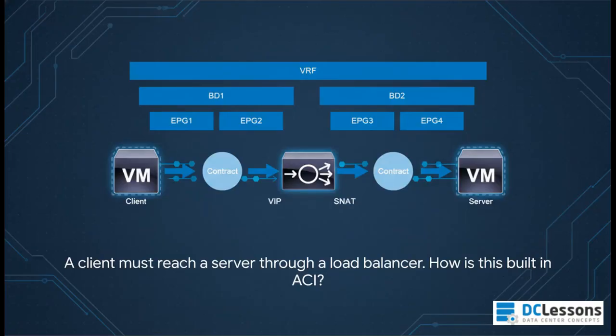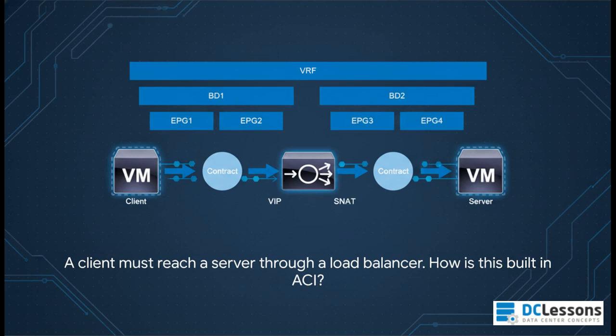Okay, so take a look at this. This is your classic scenario, right? At the top, you've got your basic ACI building blocks. EPGs are endpoint groups, sitting inside bridge domains, and it's all in one VRF for routing. Now, our mission, should we choose to accept it, is to get a client VM in one EPG to talk to a server VM in another.